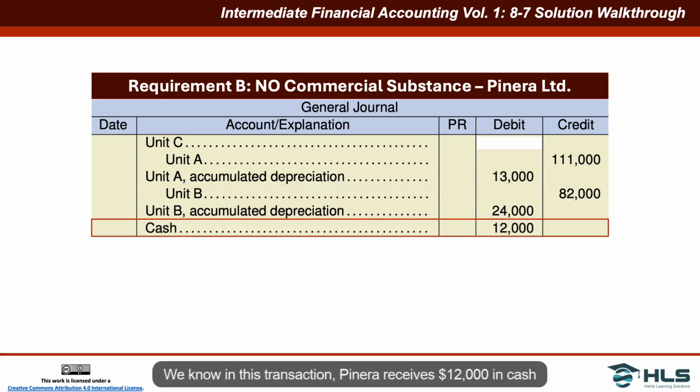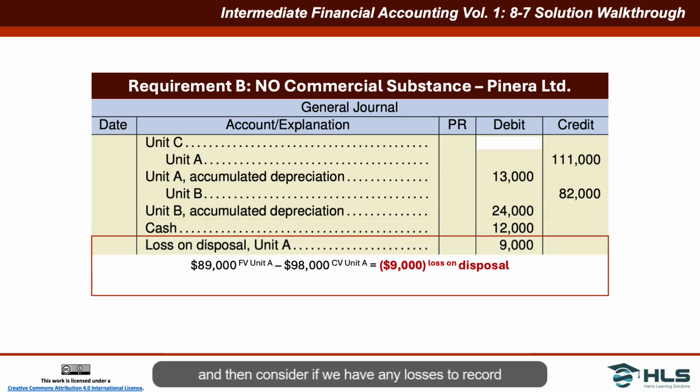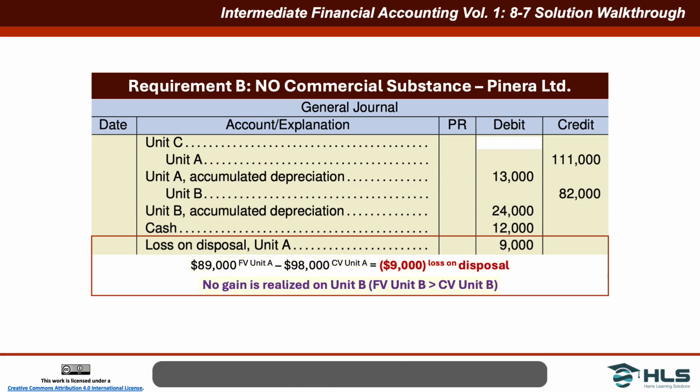We know in this transaction, Panera receives $12,000 in cash, so let's debit cash for $12,000. And then consider if we have any losses to record in this exchange. We know that the $89,000 fair value of unit A is less than the carrying value of unit A, and this results in a loss on disposal of $9,000. We also know that the fair value of unit B exceeds its carrying value, which would result in a gain, but in situations where commercial substance does not exist, we don't record gains. So we will debit a loss on disposal for unit A of $9,000.